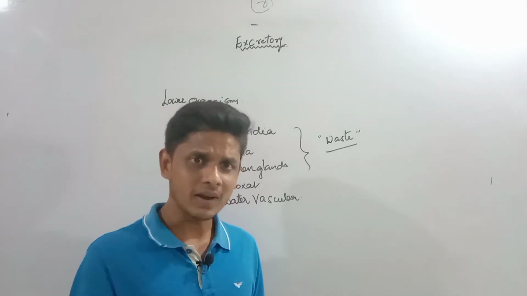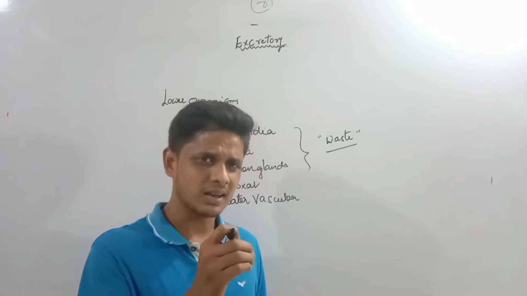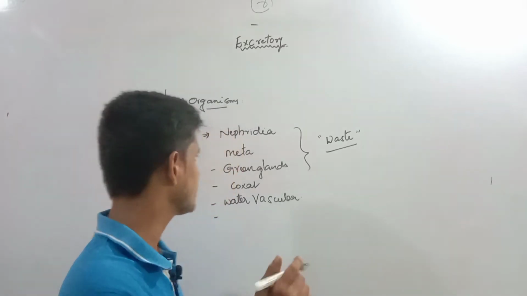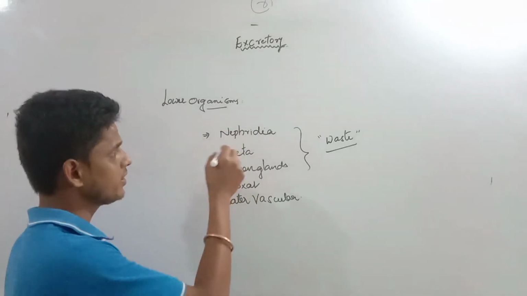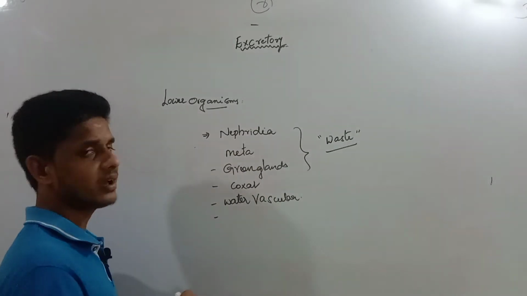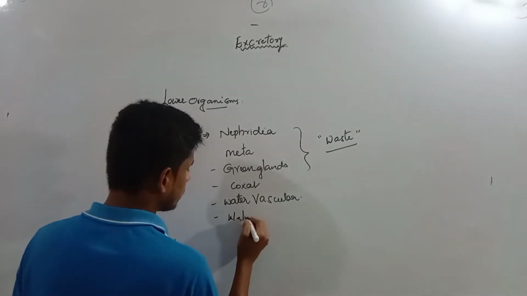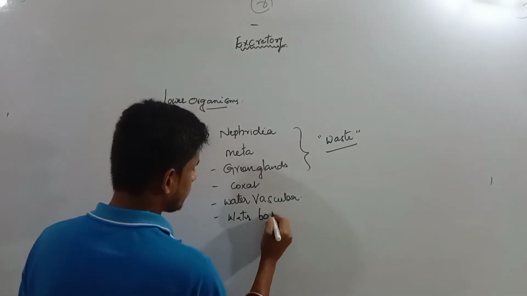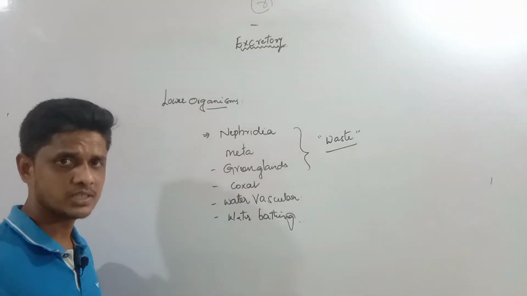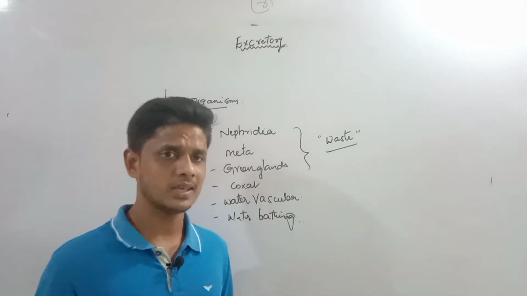The kidneys are not well developed, but some modified structures, like a kidney, work as kidneys. Such structures I have written here. They are nephridia, metanephridia, green glands, coxal glands and water vascular system and some other water bathing system. What is that? Water bathing system. The example for the water bathing system is porifera.